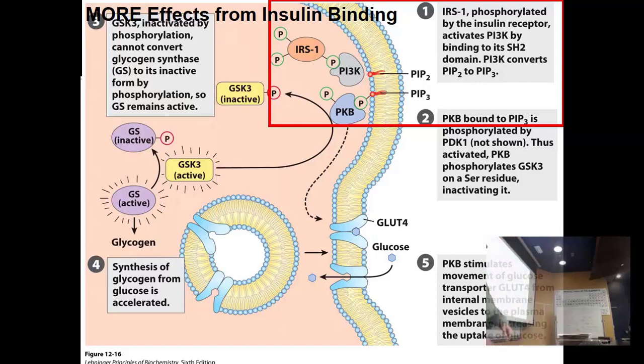This is an example of the divergent effect you can have from insulin binding. Here's IRS1. We start in the same place. But instead of going to RAS, it goes to this other kinase, protein kinase B. Protein kinase B then phosphorylates this other kinase, which weirdly turns it off. But there's no rule that phosphorylating something is a structural change that turns it on. And so phosphorylating can turn something off as well as on. And it just turns out it turns this kinase off.